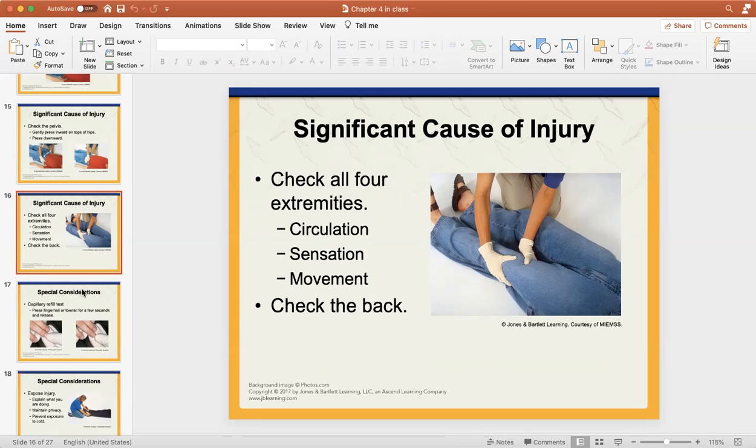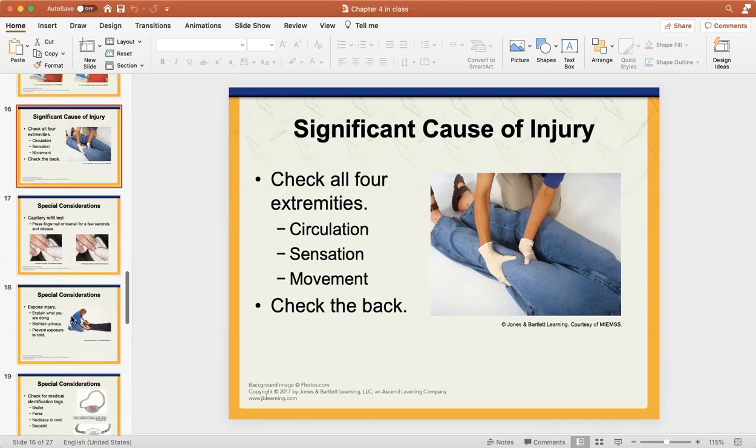Okay, once we have done that, we're going to also check the individual's back. However, you need to make sure that you're not suspecting a spinal injury. Remember, if we have a spinal injury, we are not moving that individual, we are leaving them. If you do not suspect a spinal injury, you may move the individual to their side. Once you've turned them over on one side, you can inspect the back there. Then you can gently roll the individual back to the other side and inspect the other side of their back.